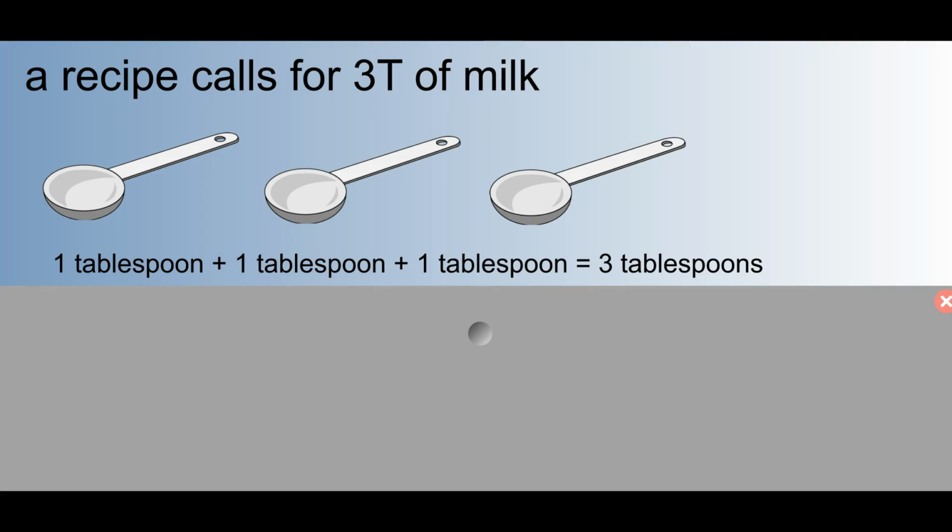So let's think about this. I need to add 3 tablespoons of milk to my recipe. So 1 tablespoon plus 1 tablespoon plus 1 tablespoon equals 3 tablespoons. What's my unit? Tablespoons. Okay.